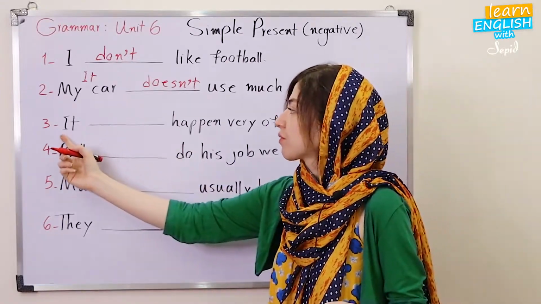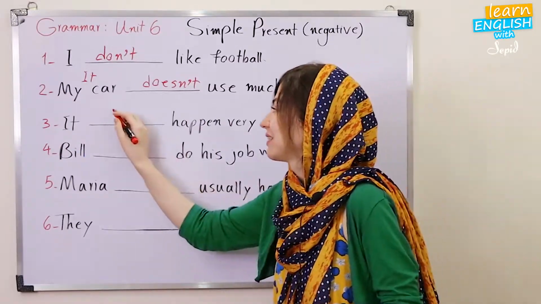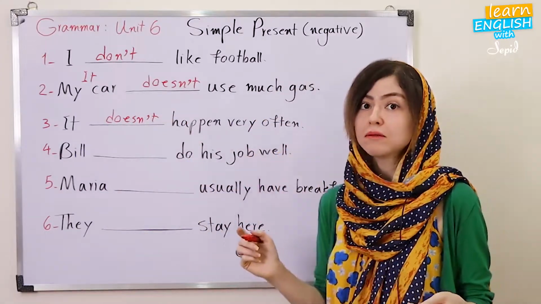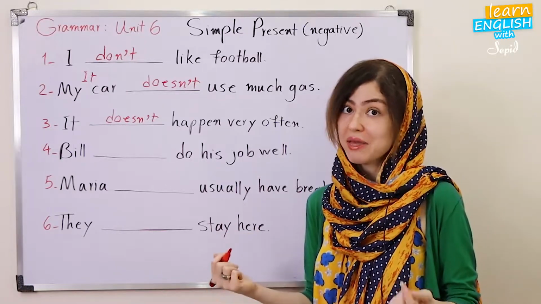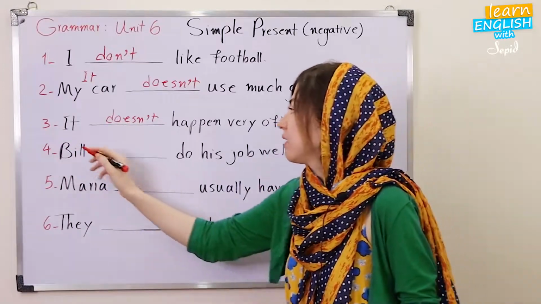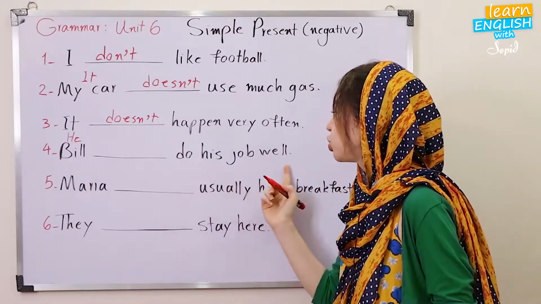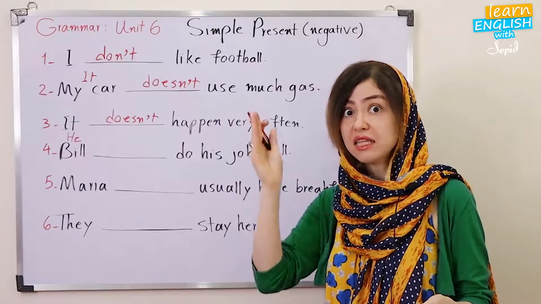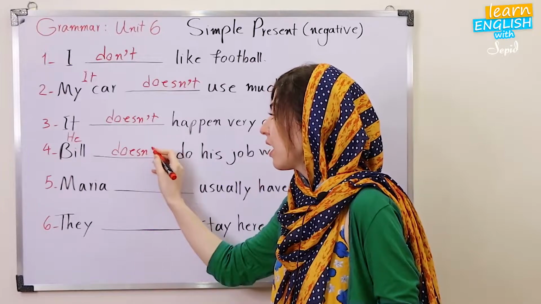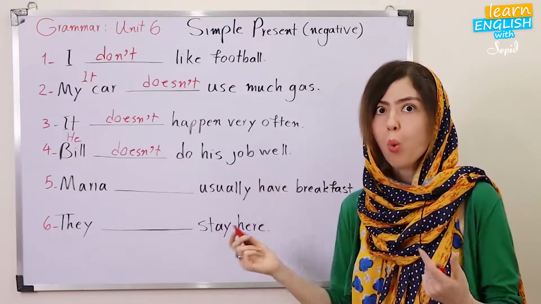So let's go. Number 3, it. Okay, it. He, she, it doesn't. Okay? So it doesn't happen very often. Okay? It rarely happens. Let's go to number 4. Bill. Bill here is he. Okay? So do his job well. So negative. Bill doesn't, because this is he, okay? Bill doesn't do his job well.